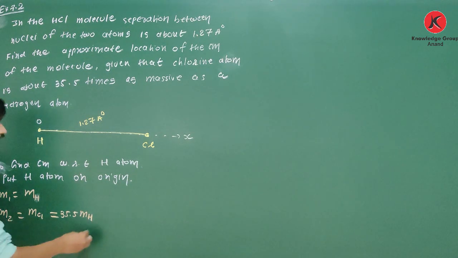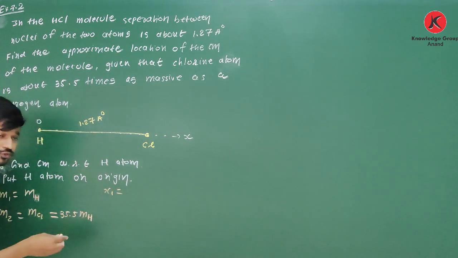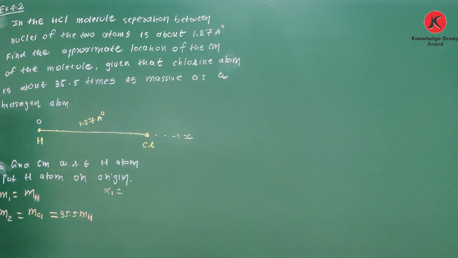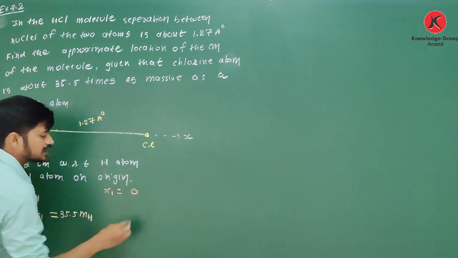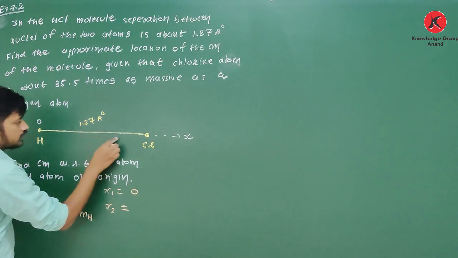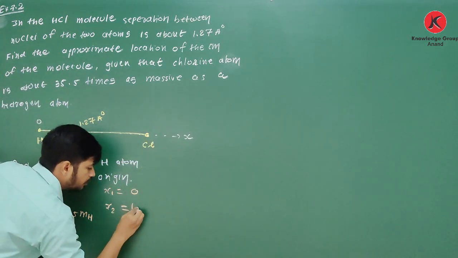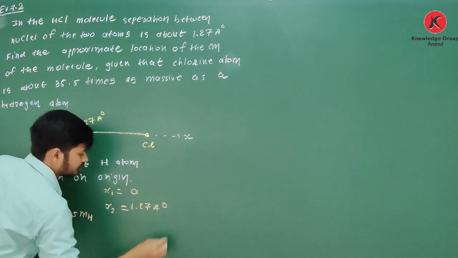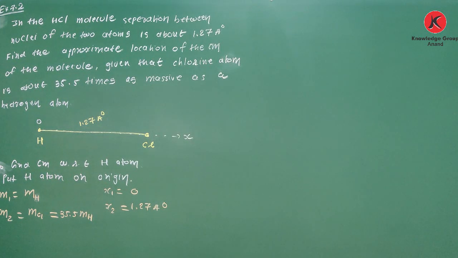Now what about X1 and X2? Why X1 and X2? Because they are in one dimension. So what about X1 and X2? X1 means position of this first, that is H atom from origin. Now it is placed at origin, so its distance is 0 obviously. And X2 is equal to the distance between them, that is 1.27 angstrom.